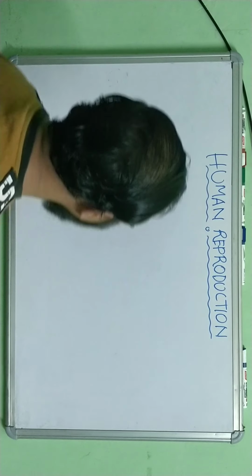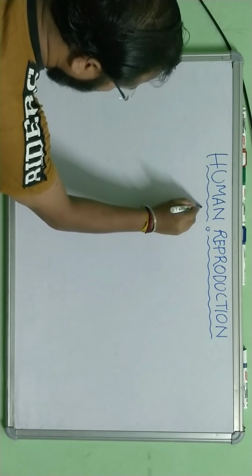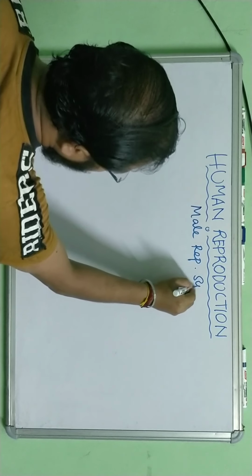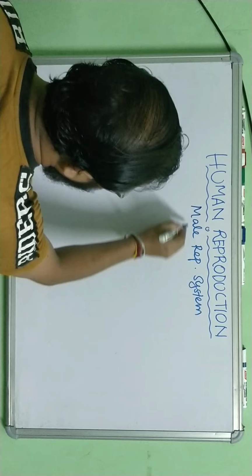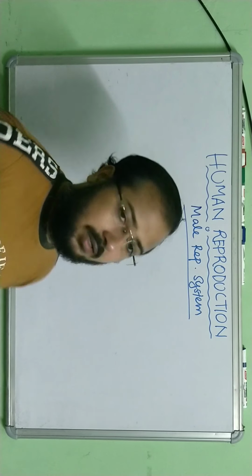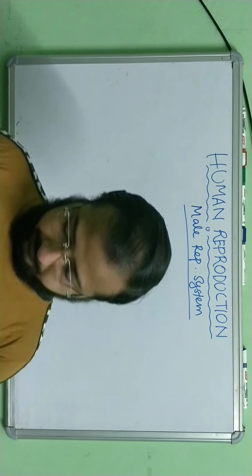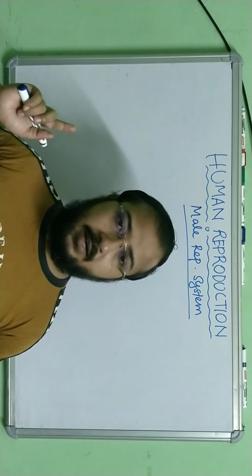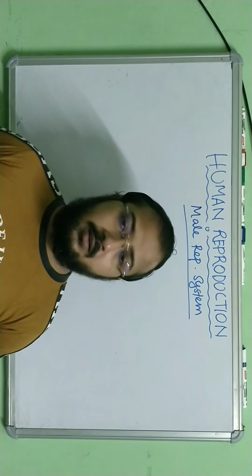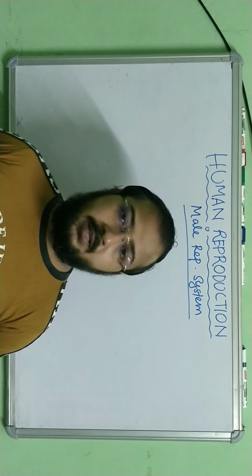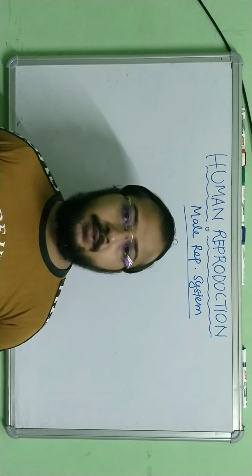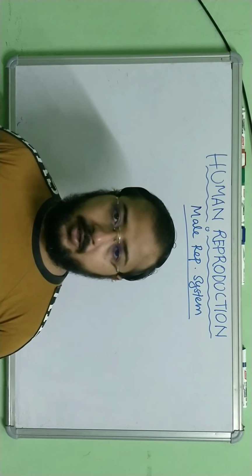Male reproductive system. Before starting this system, as usual, all of you sit with pen and paper so that you can jot down all the important things, and you should be able to make a note out of it.